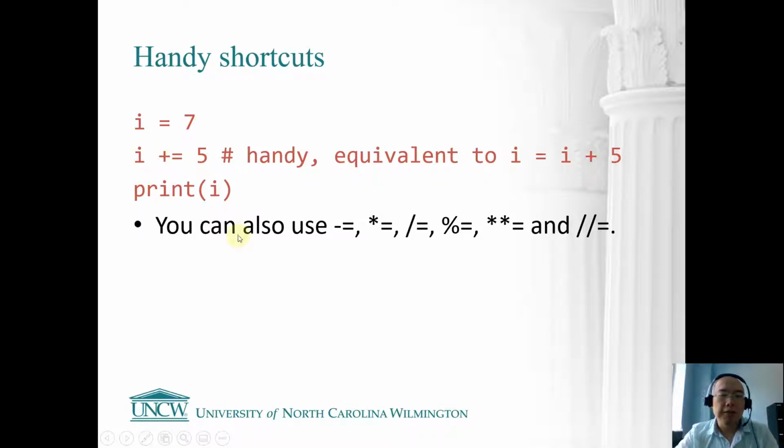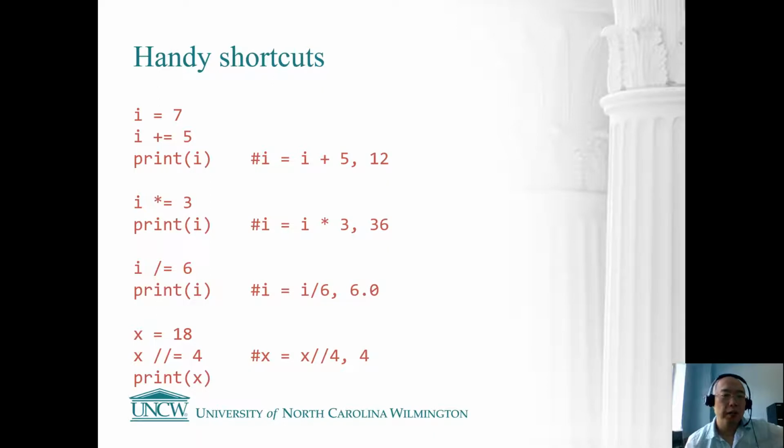And then, well, we can do this a little bit shorter by using i plus equals 5. Okay, and similarly, you can also do minus equals, multiply equals, divide equals, and remainder equals, or exponentiation, star star equals, or slash slash equals. They are all supported in Python. And here are some more examples.